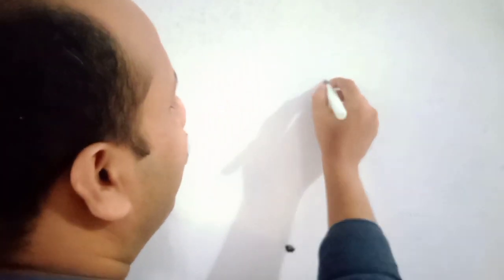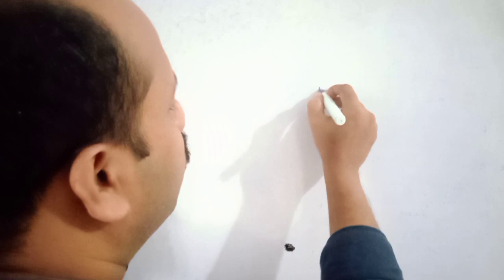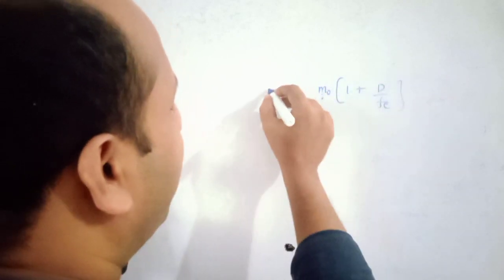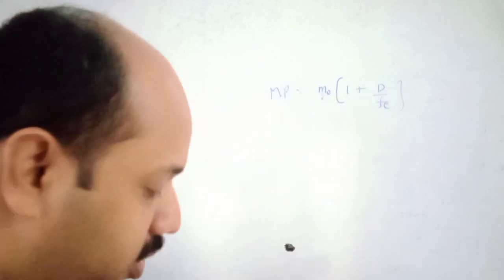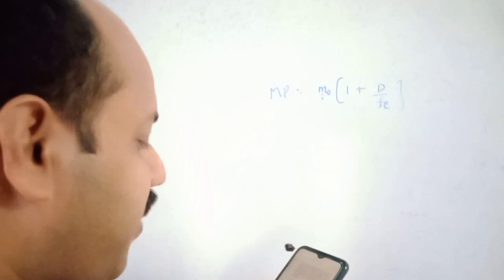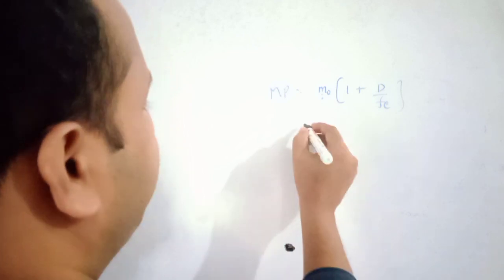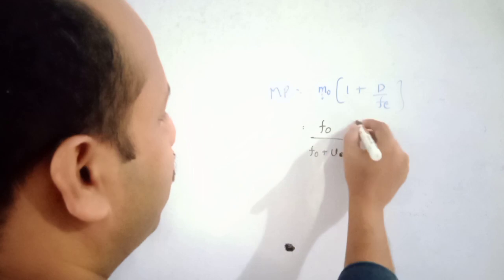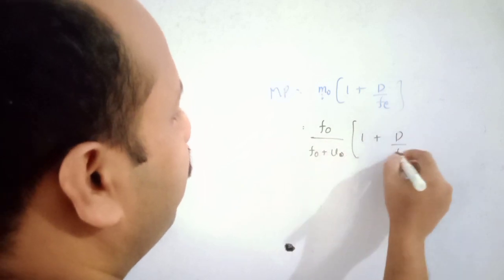In a microscope, the magnification is what? M = (FO by MO) into (1 plus D by F). That is the magnifying power of what? Compound microscope, right? Yes. Now what is MO? The object is at a distance of 5 cm from the objective. Therefore, MO is equal to what you can say? FO divided by FO plus UO. Better write like this, 1 plus D by F.